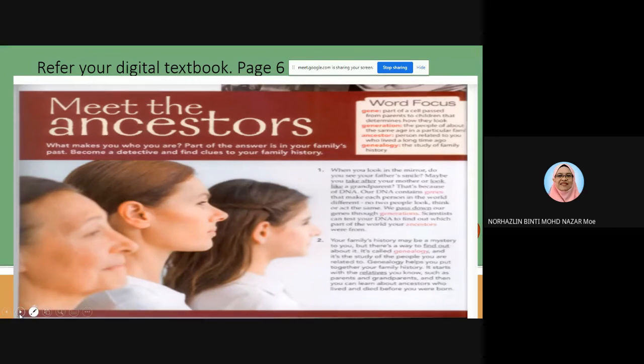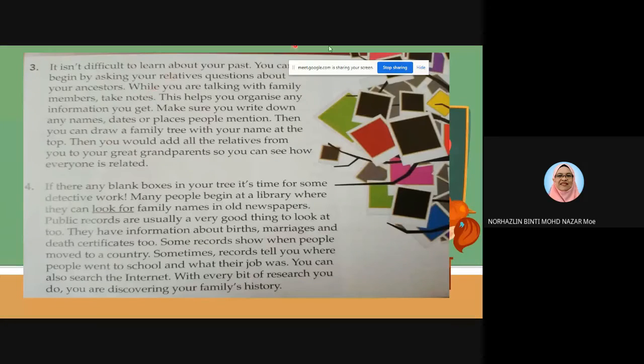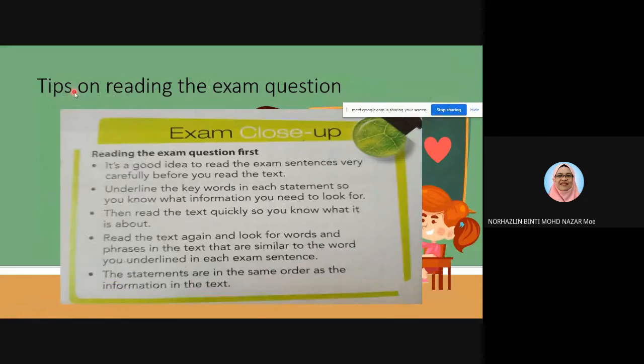Okay, so please read. Have you read the text? Baca tak? Tadi kan kat Google Classroom, right? Okay. And also, this is another text. Okay, so tips on reading the exam questions. Okay, so when you see the questions in your PD3, so you have to remember the rules. Okay, it's a good idea to read the exam sentences very carefully before you read the questions. Okay, and then underline the keywords in each statement.